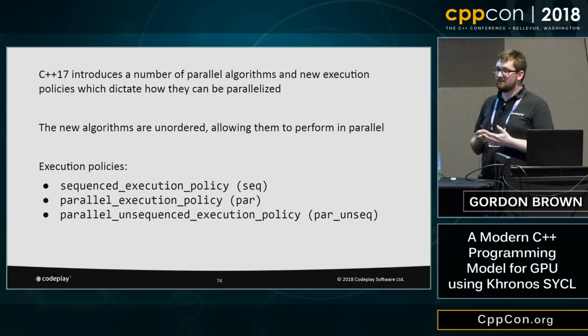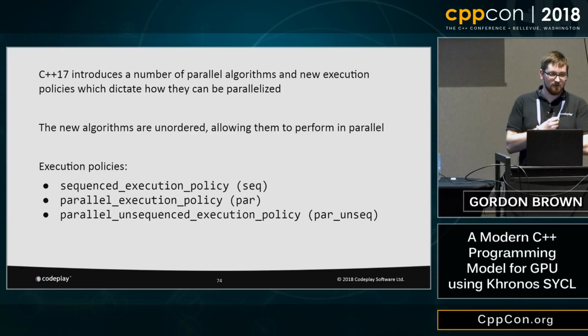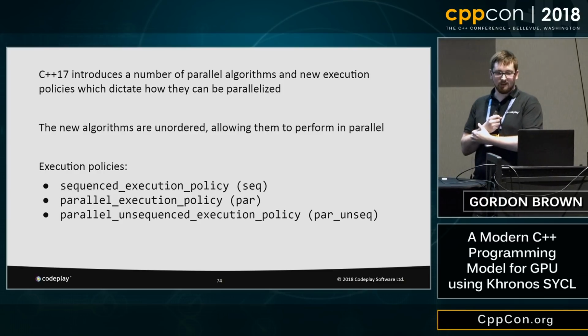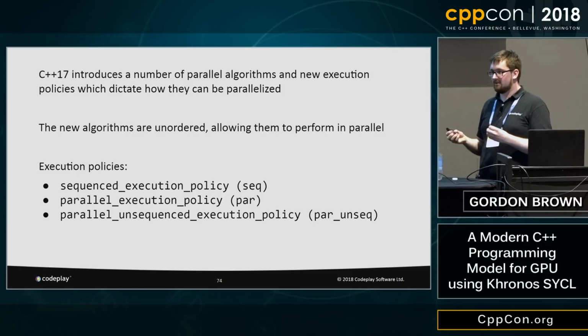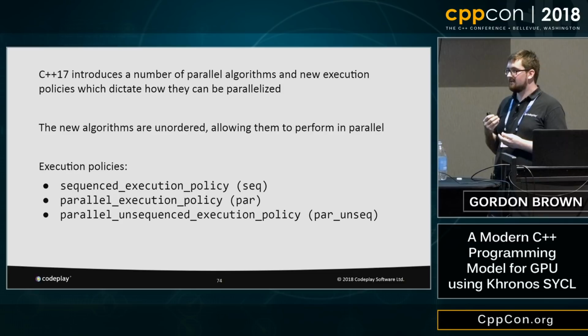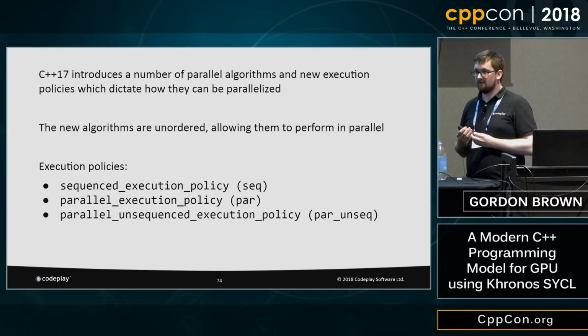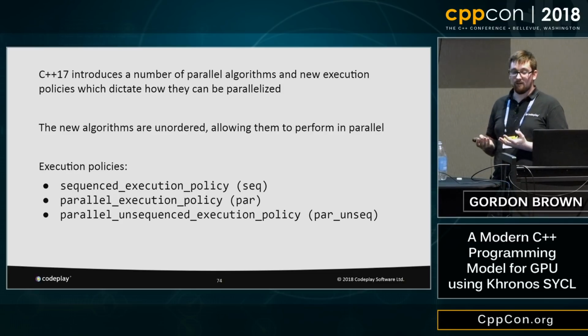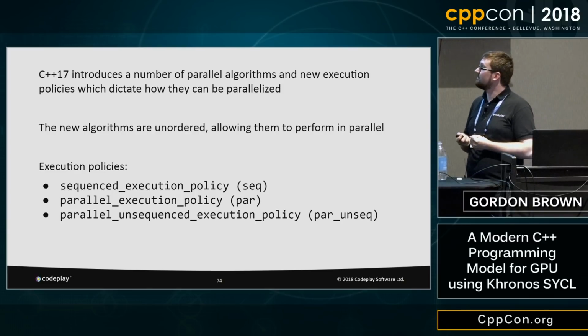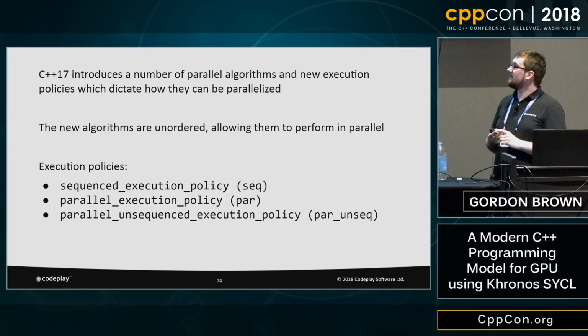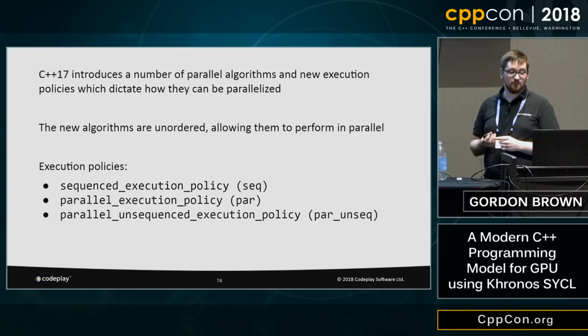So C++17 introduced the parallel algorithms. One of the main differences between the parallel algorithms and the standard algorithms is that the parallel algorithms are unordered, meaning that they can be parallelized. And the C++17 parallel algorithms also introduced these execution policies. There are 3 main execution policies: sequenced, parallel, and parallel unsequenced.